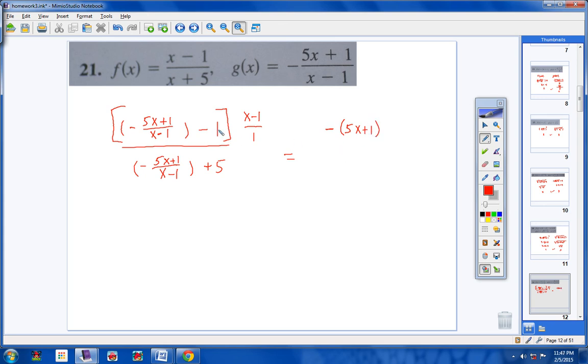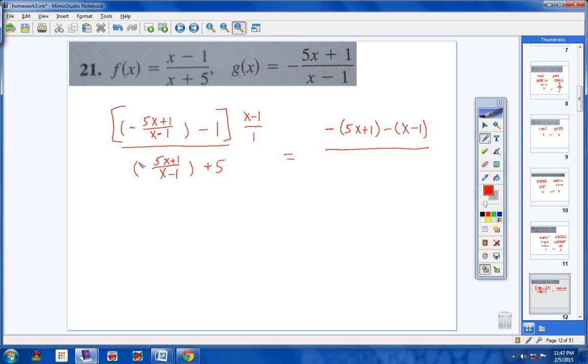Now, negative 1 times x minus 1 would be, now watch your signs, guys, a negative (x minus 1). You do need the parentheses. This negative 1 gets multiplied times the x and the negative 1 both. So see how helpful that was, guys? Look how much that simplified the numerator. All of my fractions are gone.